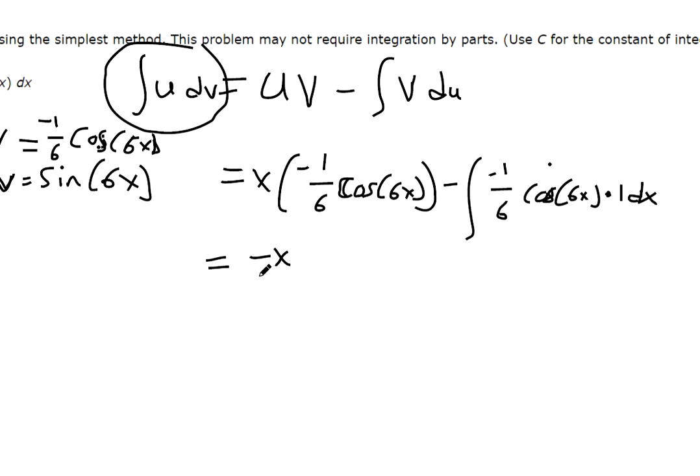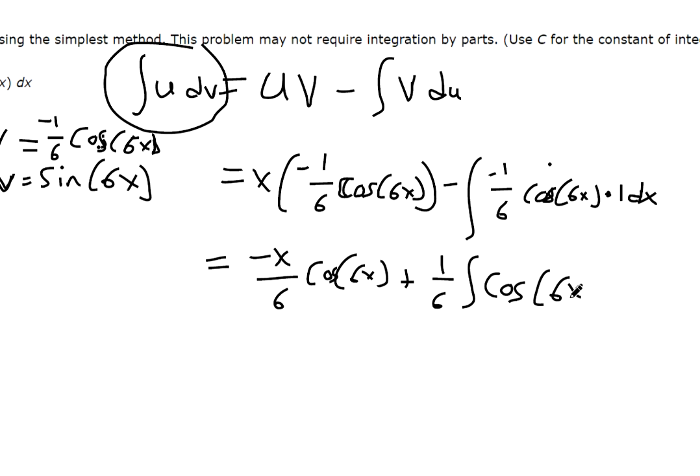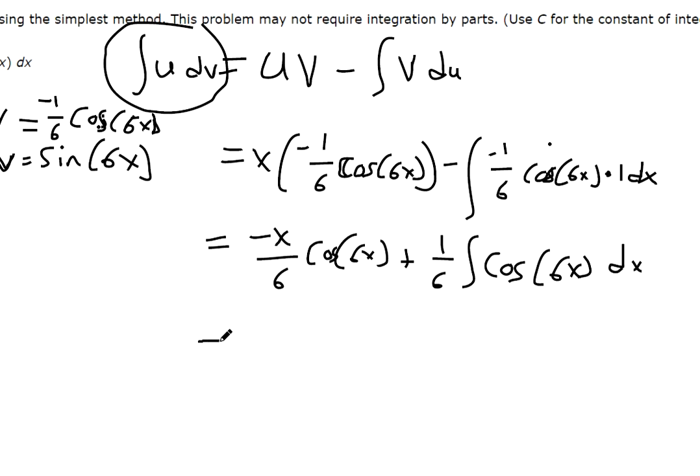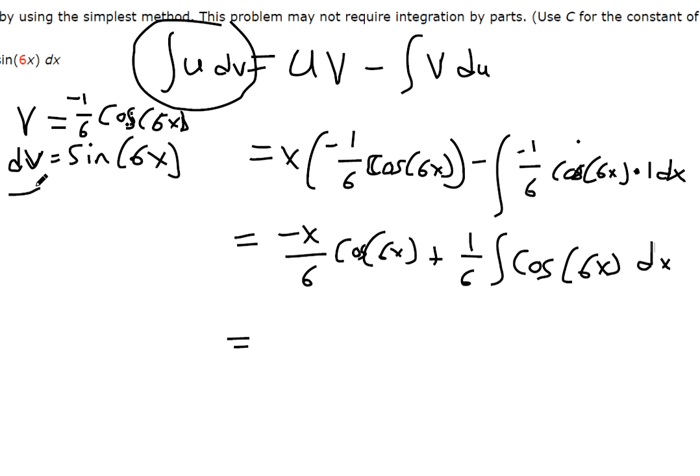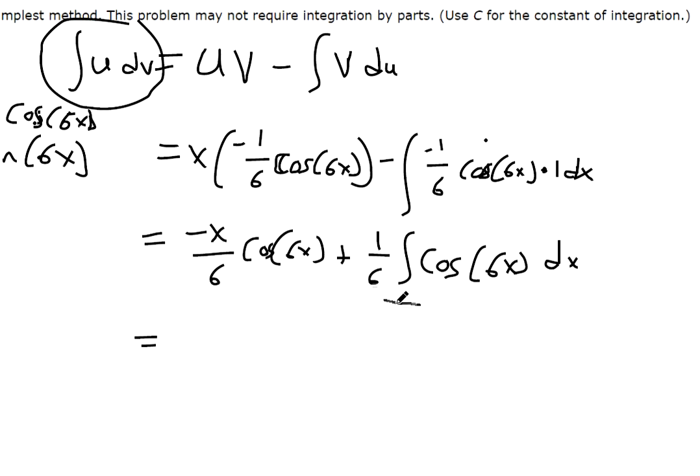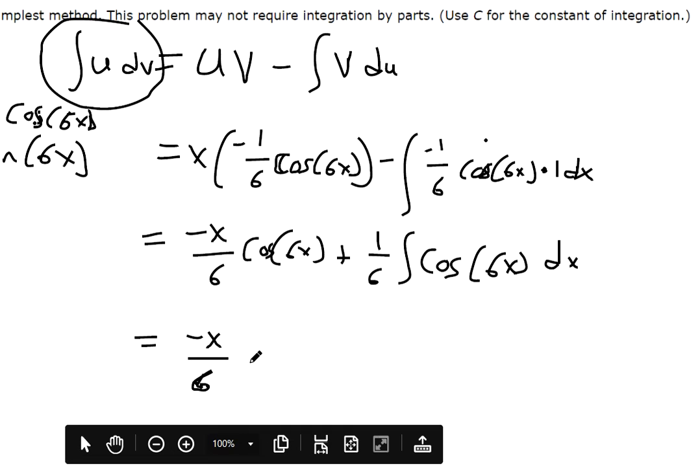This is negative x over 6 cosine 6x. And then we can factor out the constant here. So this is now a positive 1/6 times the indefinite integral of cosine 6x with respect to x. And now this antiderivative we can evaluate directly. It's just like what we did over here with dv and v. So that's, again, something that's been covered previously in a calculus course, so you'll want to go back and check on that if you're not sure how to evaluate that antiderivative.